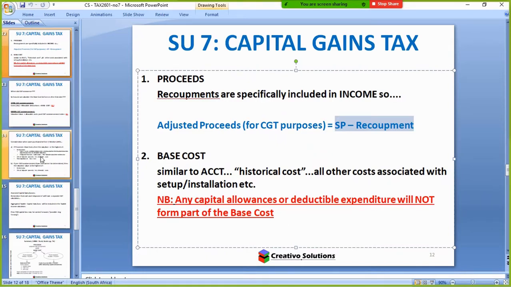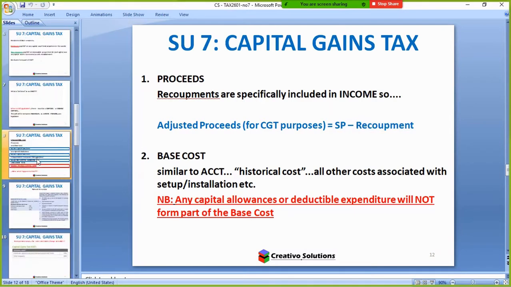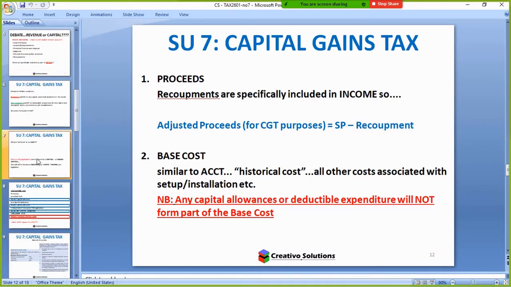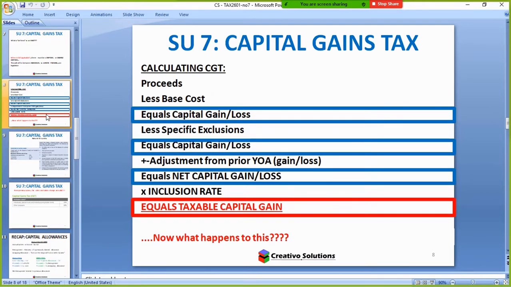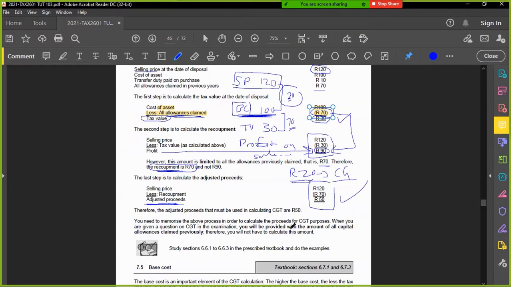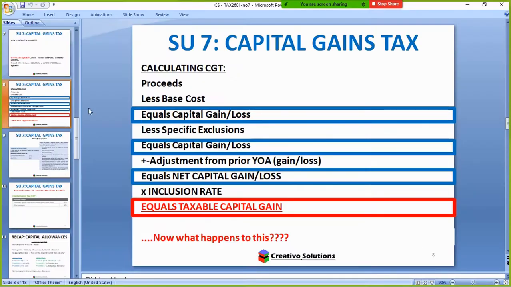Okay, obviously the base cost we know was 100. No, sorry, I'm using the tax value. Tax value was 30. Do you agree? Yes. Okay. So the difference is 20. There's the adjusted proceeds, 50. If you go to the textbook, you can even look at this bit.